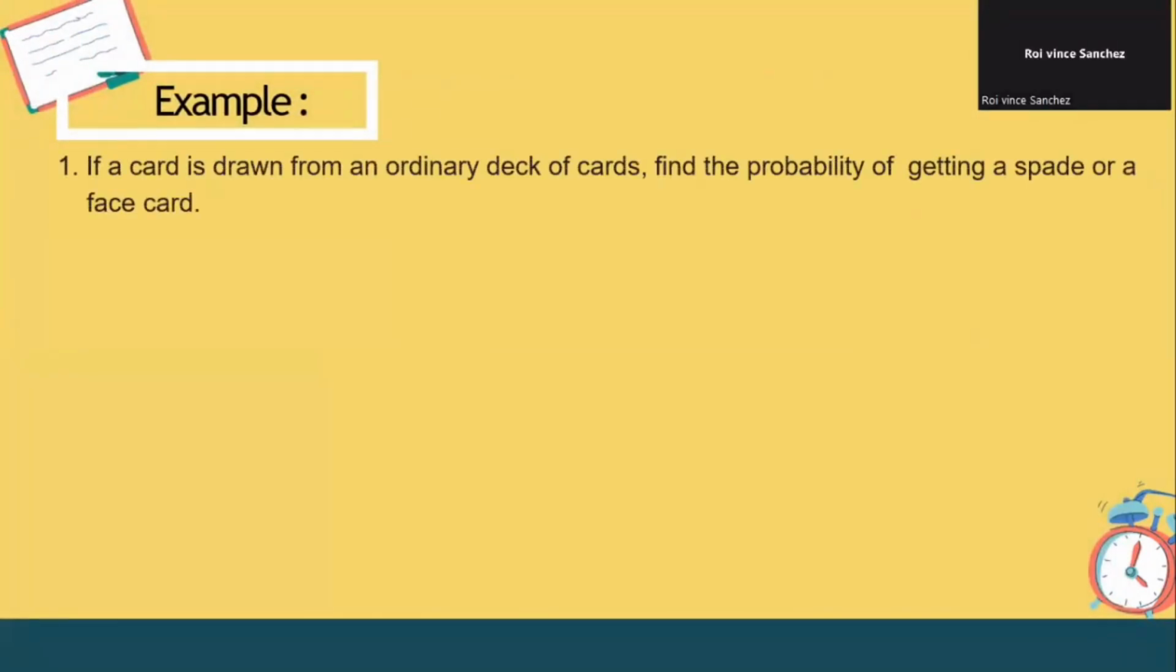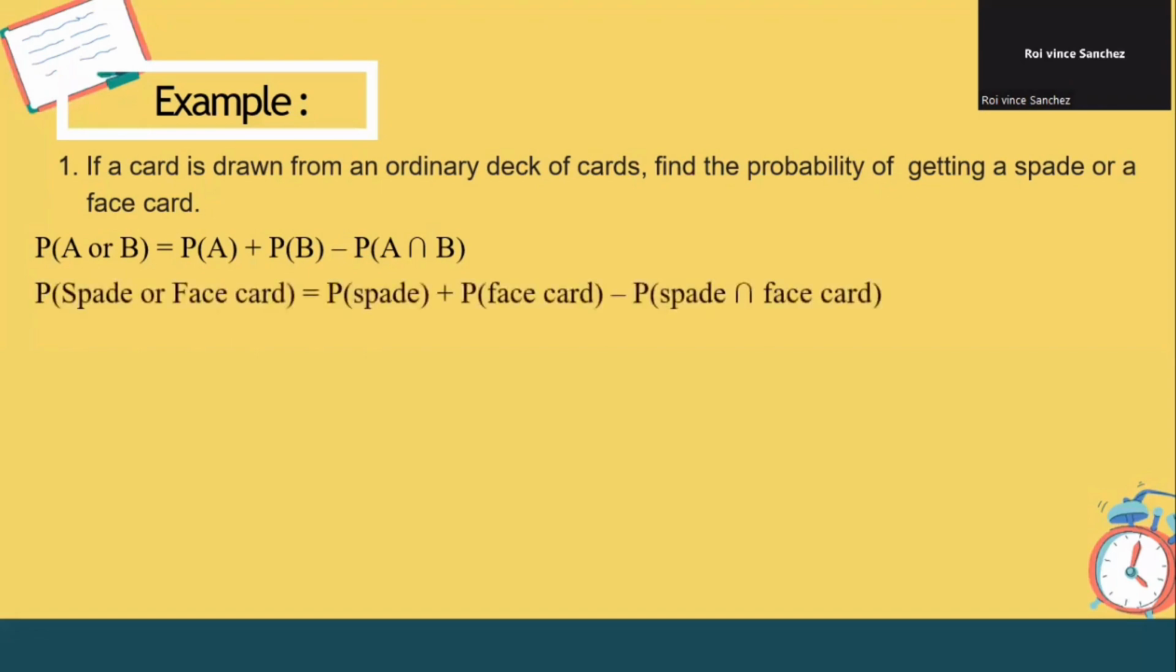If a card is drawn from an ordinary deck of cards, find the probability of getting a spade or a face card. The two events are: event A is getting a spade card and event B is getting a face card. There are 13 possible outcomes for event A, and there are 12 possible outcomes for event B. Notice that both events have possible outcomes in common, which are Jack, Queen, and King of Spades.